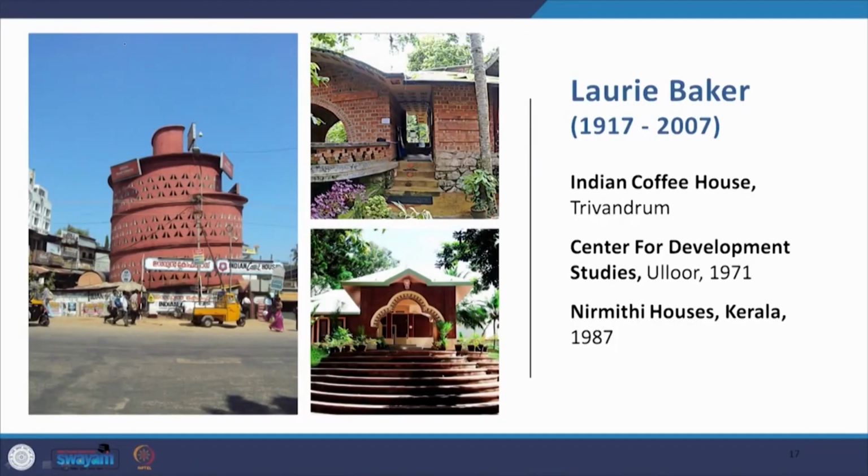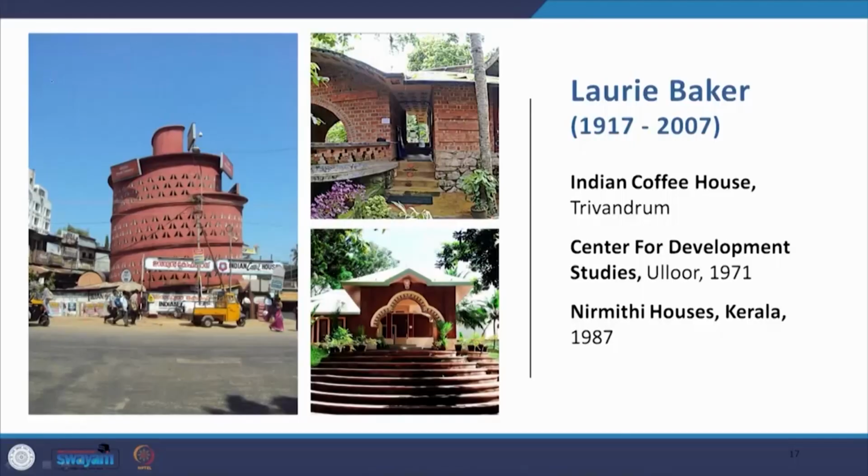Laurie Baker was from 1917 to 2007, and his works were predominantly in Kerala and heavily entwined with the vernacular architecture and with local materials and local construction technologies, use of local labor. And when we go on to study the iconic works by architects in India, we will again look at the works of Laurie Baker. For example, there is the India Coffee House in Trivandrum, there is the Center for Development Studies in Ulloor, and then there are the Nirmiti houses in Kerala in 1987.